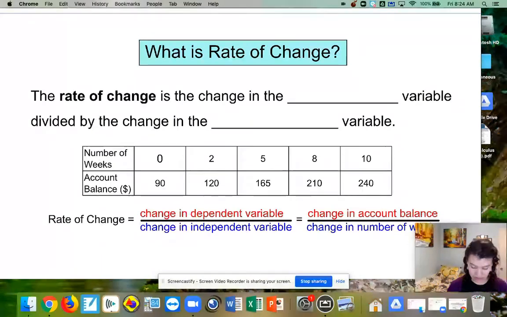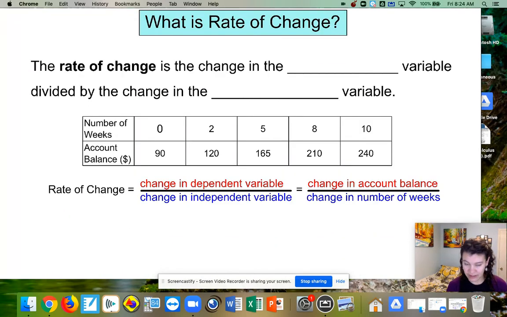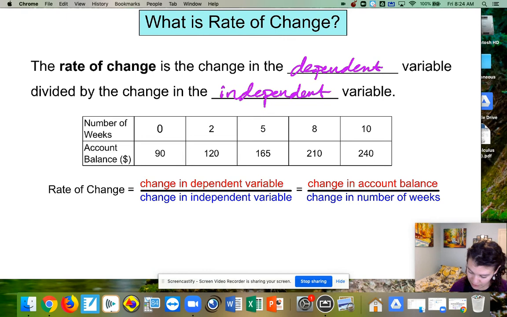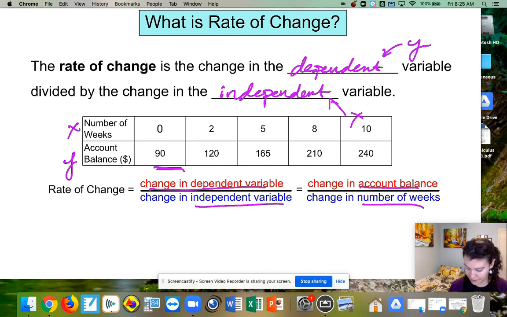Okay, so then what is rate of change? How is it different than slope? It's very, very similar, but it's used in the context of word problems in real life a little bit more. So rate of change is the change in the dependent variable divided by the change in the independent variable. So dependent, again, those are our y variables, and independent were our x variables. So this here is our x and our y. So if we want to find the rate of change here in this table, we want to take the change in the dependent divided by the change in independent. Well, it's the change in account balance, so down here, divided by the number of weeks.